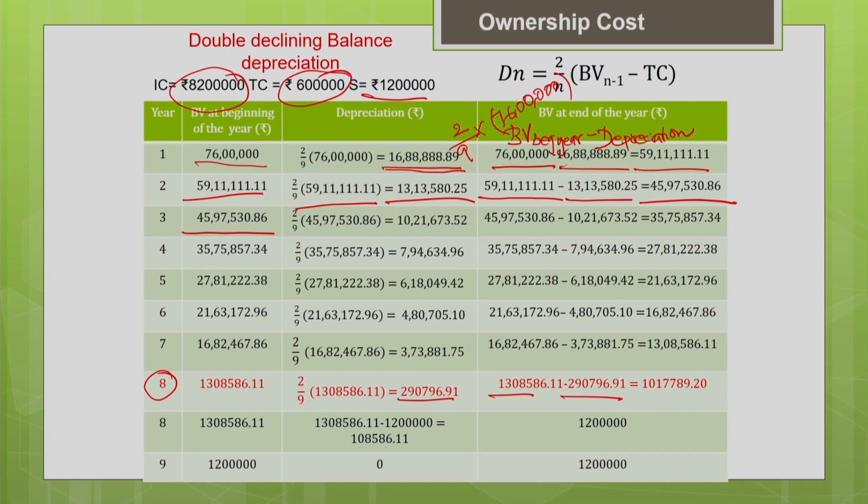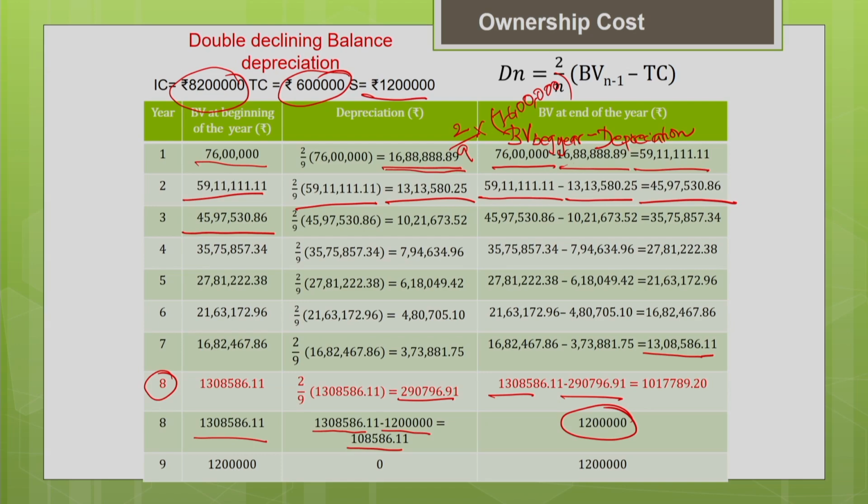Now you back calculate. That is why I have calculated for the 8th year again. How do you back calculate? The book value at the end of the 7th year is the book value at the beginning of your 8th year. Now you fix the book value at the end of the 8th year. It cannot go below salvage value, so fix the book value as 12 lakh. Now you back calculate the depreciation: the book value at the beginning of the year minus 12 lakh gives you the depreciation. So you have to back calculate.